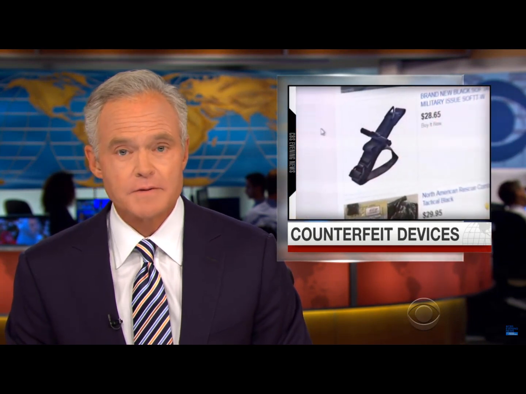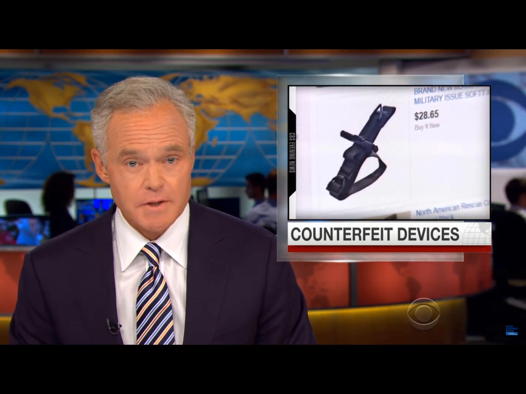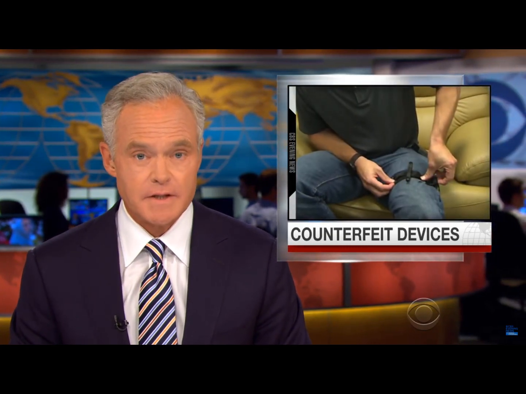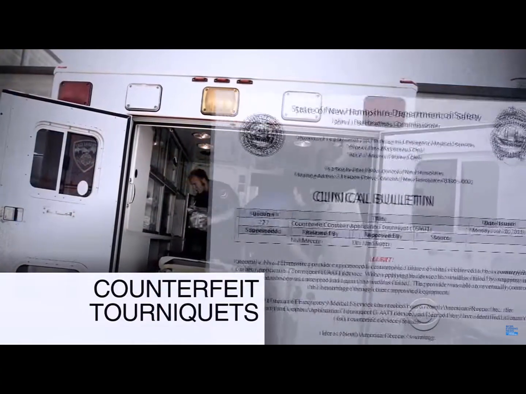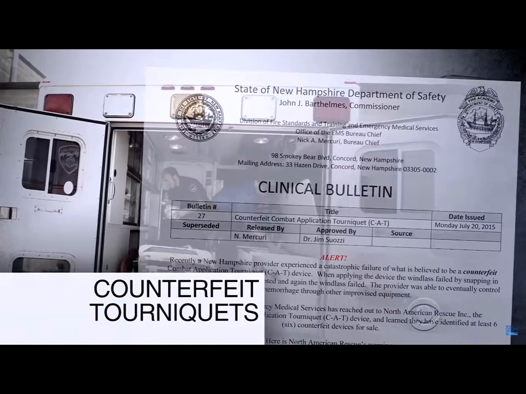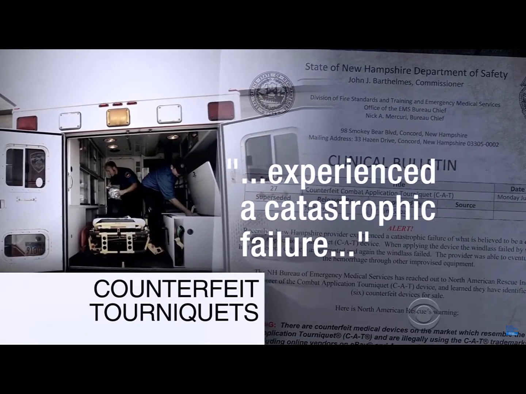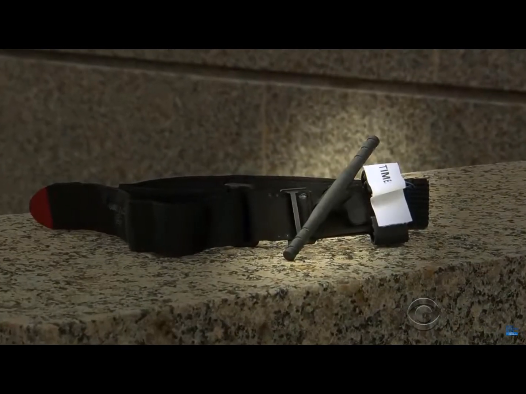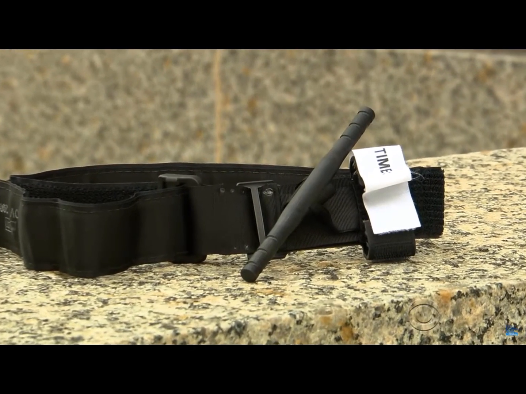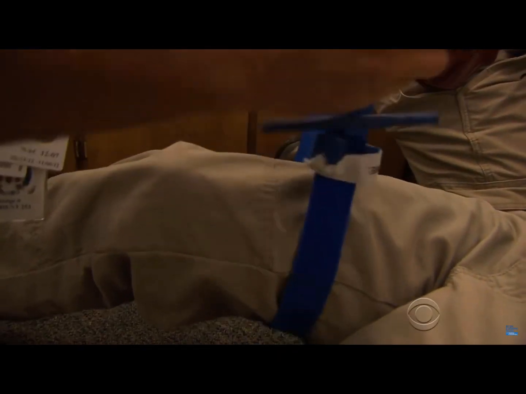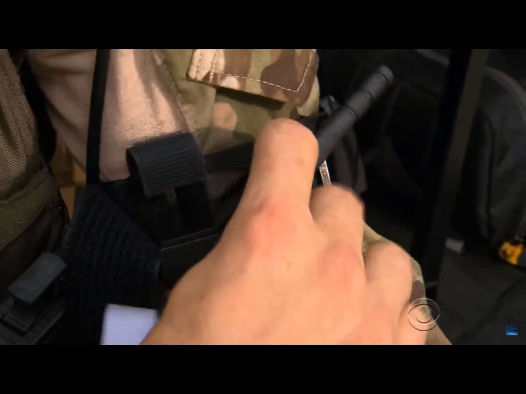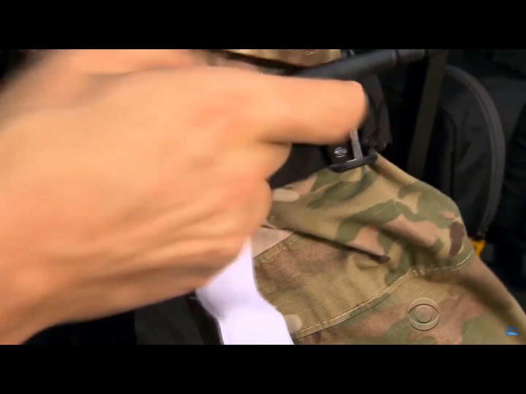Tonight, we have learned that counterfeit tourniquets are finding their way into the emergency gear of firefighters and police. The fakes break easily, which could leave an accident victim bleeding to death. Jeff Pegues found a bulletin for law enforcement. This bulletin went out to New Hampshire first responders after paramedics experienced a catastrophic failure with 2 counterfeit tourniquets at the scene of a motorcycle accident. Sources say a rod like this snapped in half as the paramedics tried to stem a hemorrhage on a victim with a leg injury. That made it impossible to tighten the tourniquet, a failure that could prove fatal.